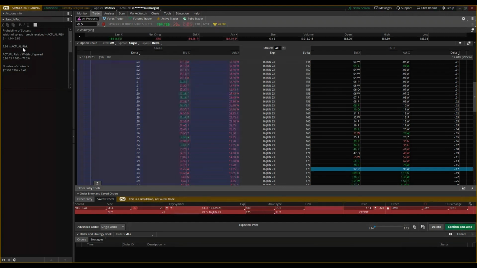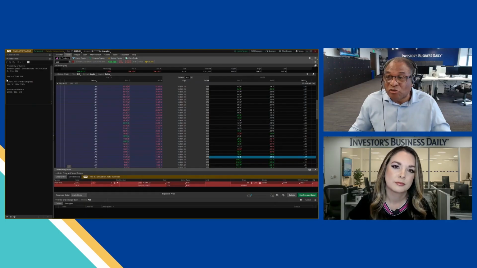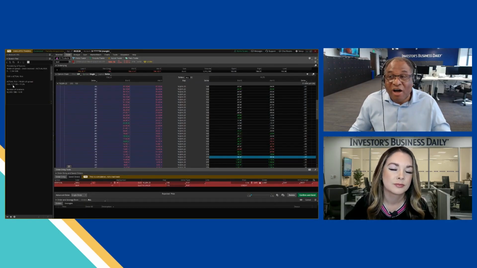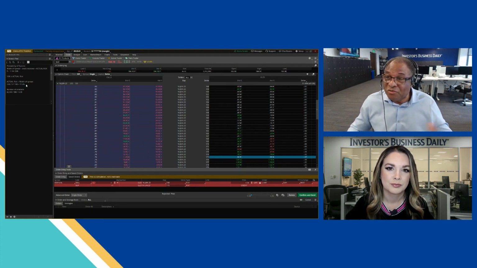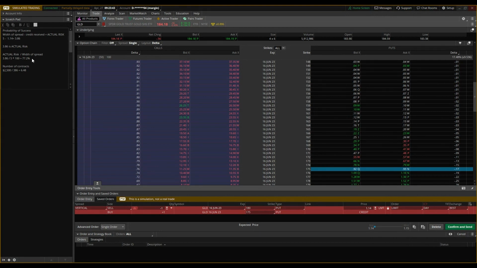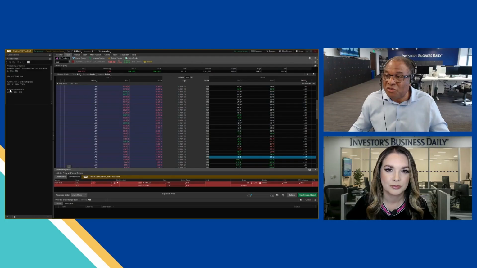Now, to determine what the probability of success is going to be, we take the actual risk divided by 5, which is the width of the spread, multiplied by 100. So our probability of success is going to be 77.2%, which is pretty good. I like that. So if you like these numbers, we've always determined that we're going to put $2,500 into this trade. So how many contracts are we going to be buying? We take our $2,500, that's the amount of money we want to put into this trade, divided by our actual risk, which is $386. And that works out to 6.48, or 6 contracts.